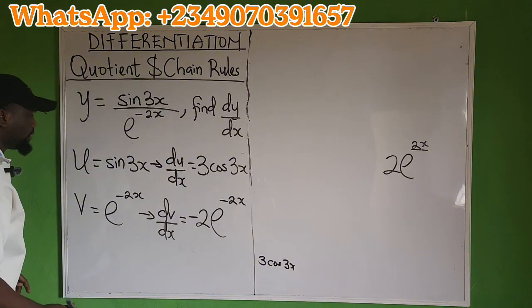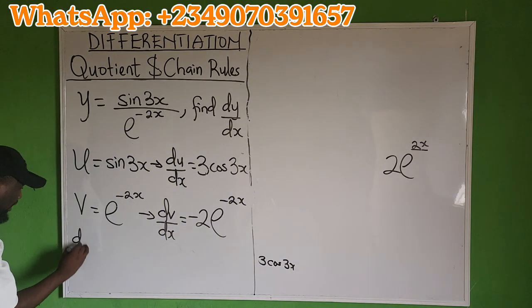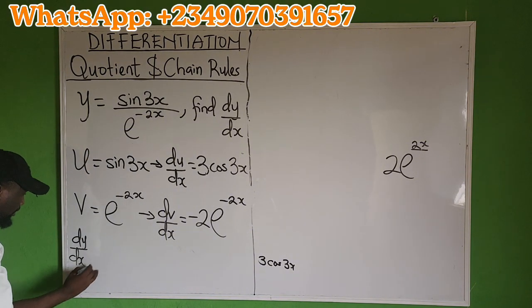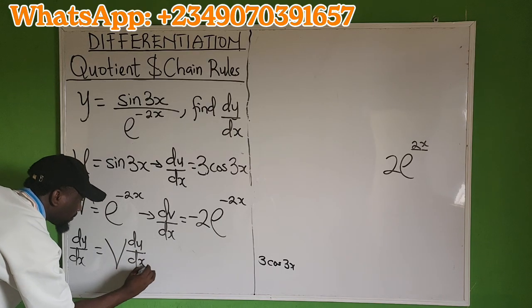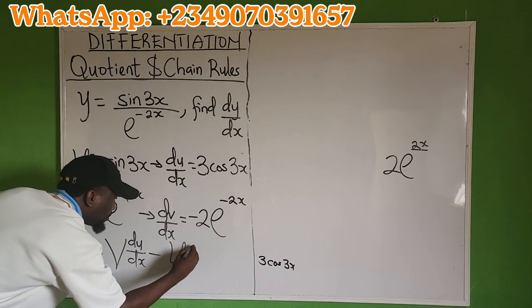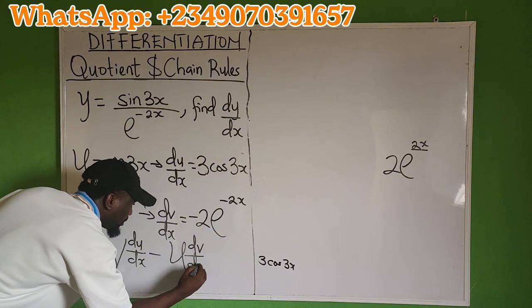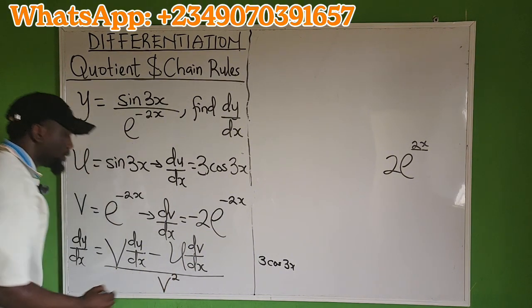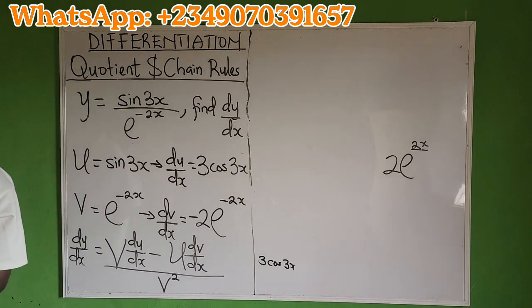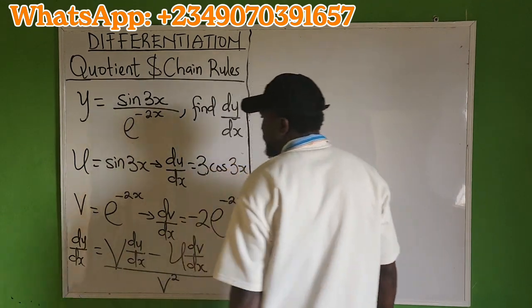So what's the next thing? We are going to have that dy over dx is equal to v du over dx minus u dv over dx, then divided by v squared. All right. What do we have as v? V is what?